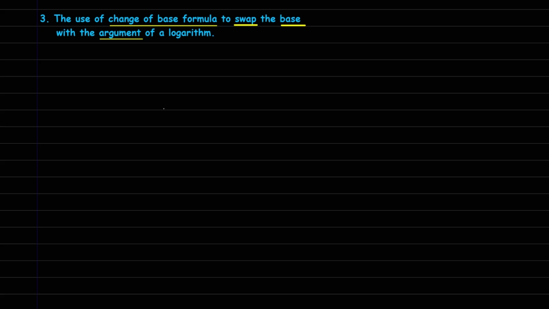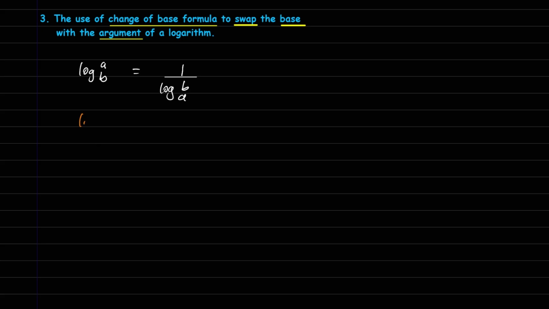The third special case is the use of the change of base formula rule to swap the base with the argument of a logarithm. Suppose you're given log of a base b. On swapping the argument with the base, this should equal 1 divided by log of b base a.